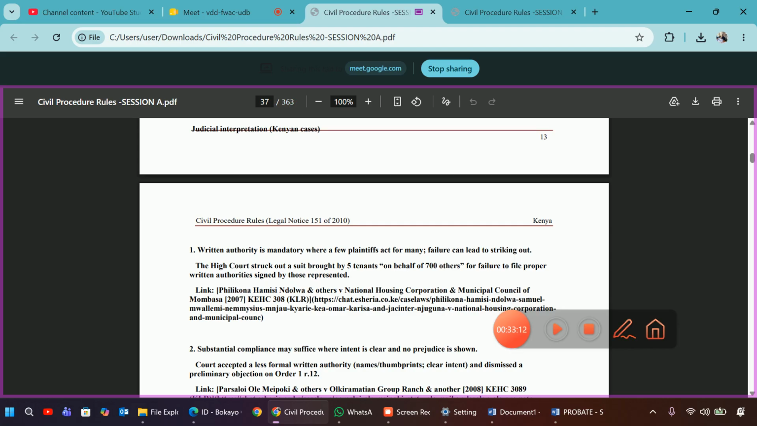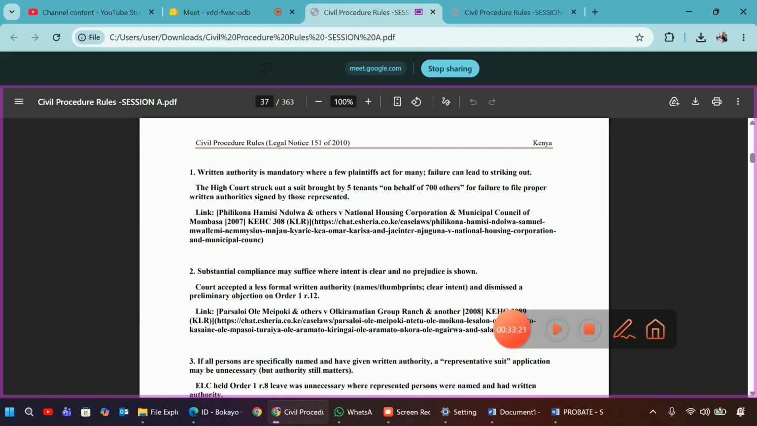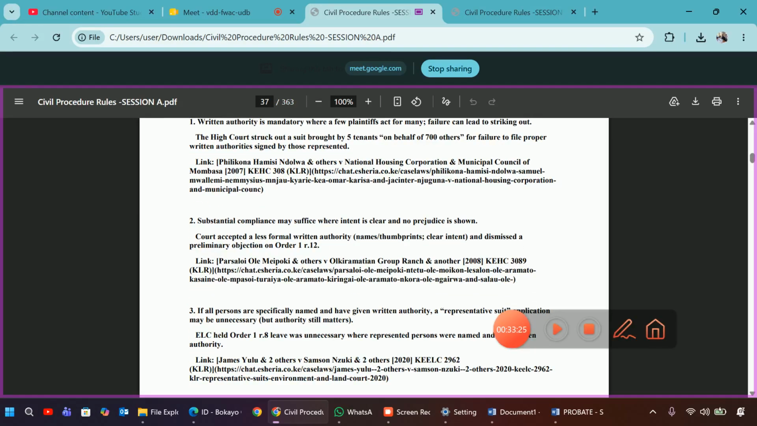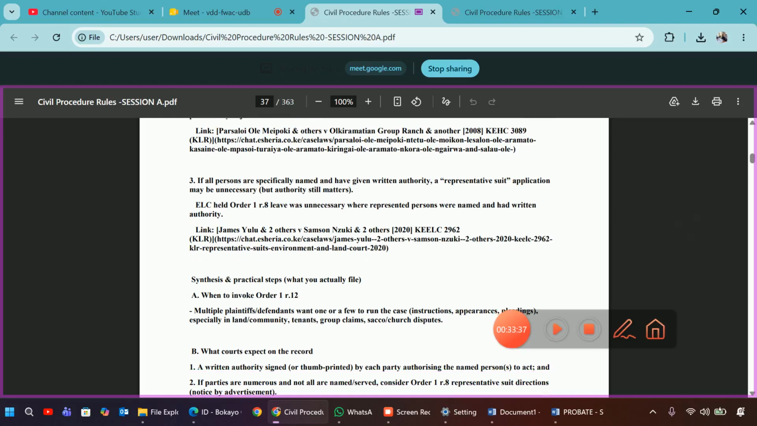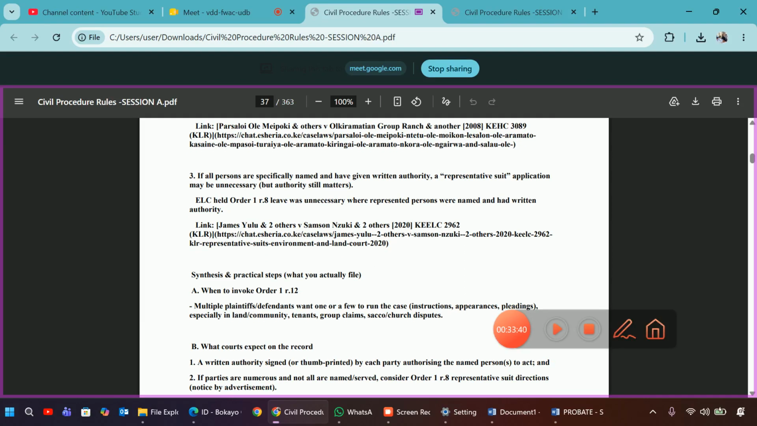Okay, so the High Court struck out a suit brought by 5 tenants on behalf of 700 others for failure to file proper written authority signed by those being represented. Substantial compliance may suffice where intent is clear and no prejudice is shown. So courts accept a less formal written authority where there are names, thumbprints, and clear intent, and dismissed a preliminary objection on Order 1, Rule 12. Point number 3 that you take is that if all persons are specifically named and have given written authority, a representative suit application may be unnecessary, but authority still matters. So the ELC has held that Order 1, Rule 8 leave was unnecessary where represented persons were named and had written authority.